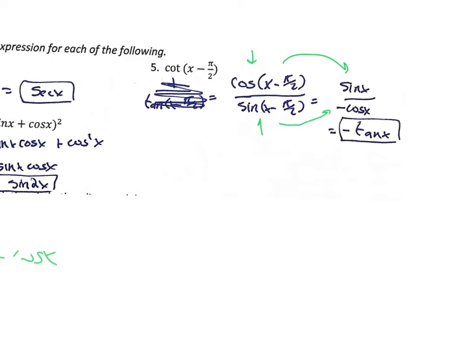Sine x minus 2 is negative cosine. Sine over cosine is tangent, and it's negative tangent because 1 was positive and 1 was negative.